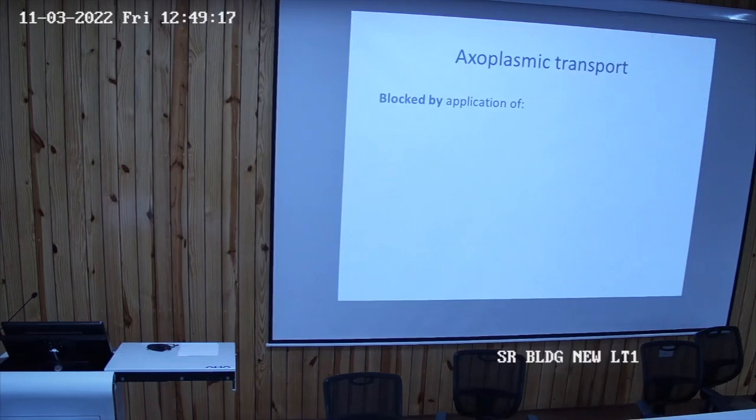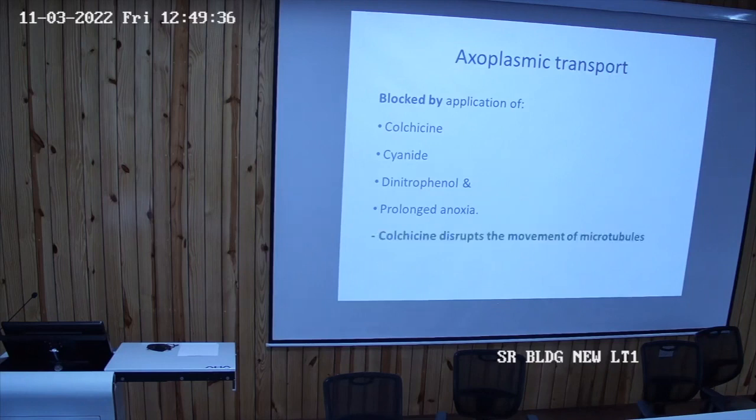Okay, right. So what happens is that this transport will be blocked by colchicine, cyanide, dinitrophenol, and prolonged NOx. Okay, these are the substances which will block this transport mechanism. Colchicine, the microtubule movement को disrupt करता है. Okay, so it may stop the division, and others work through oxidative जो phosphorylation हो रहा है उसको ब्लॉक करते हैं. That is, ATP formation को रोकते हैं.